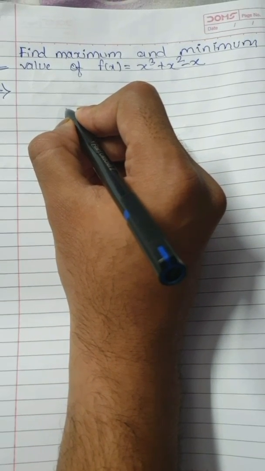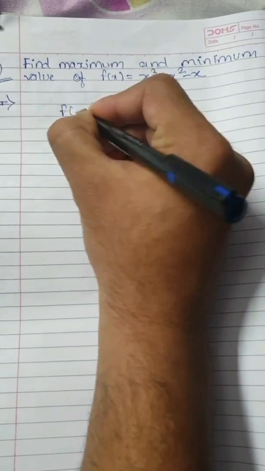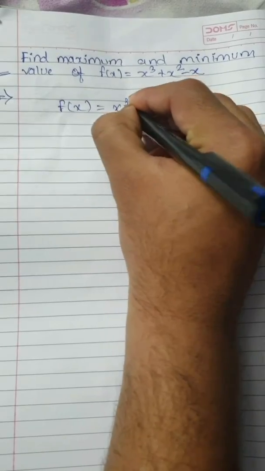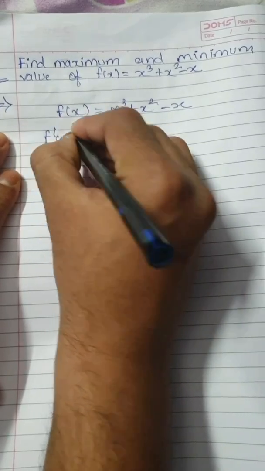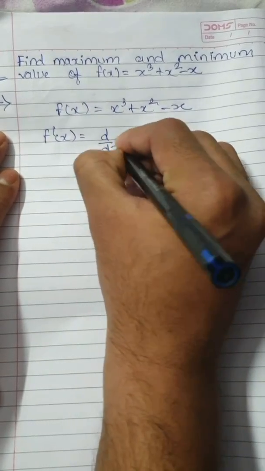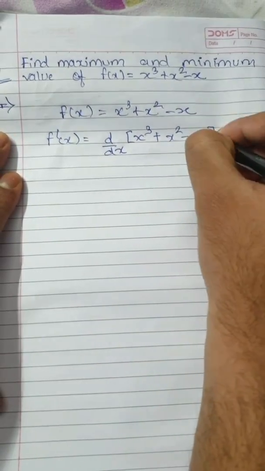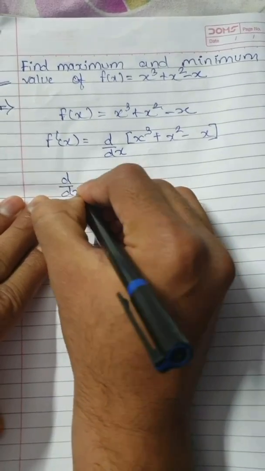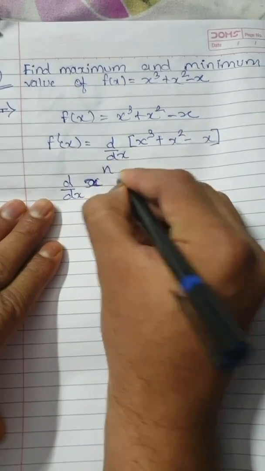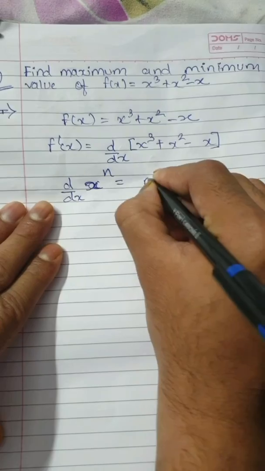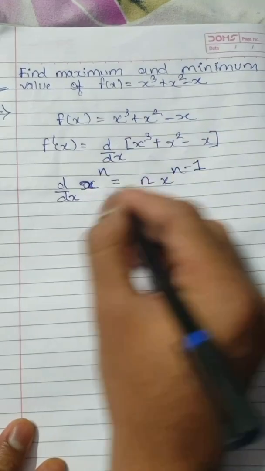It is to find the maximum and minimum value for a given function, that is x cube plus x square minus x. So let's start. f of x is equal to x cube plus x square minus x. So the first step is to find the single differentiation with respect to x. So d by dx of x raised to 3 plus x raised to 2 minus x. We will use one common differentiation formula for power, that is, if a given function is in the form of x raised to n, then we can use it as n x raised to n minus 1. Okay, so we will apply this formula.